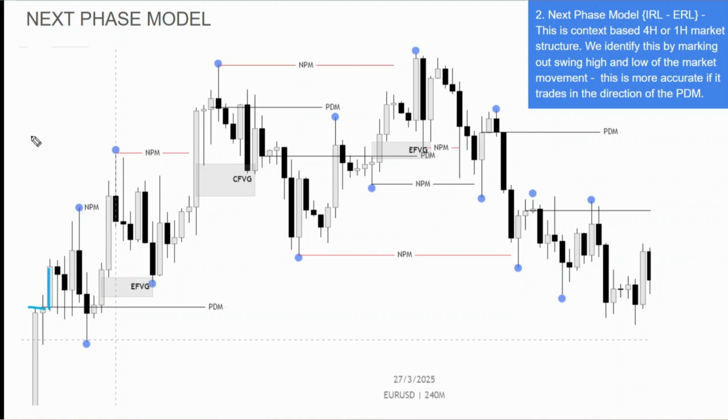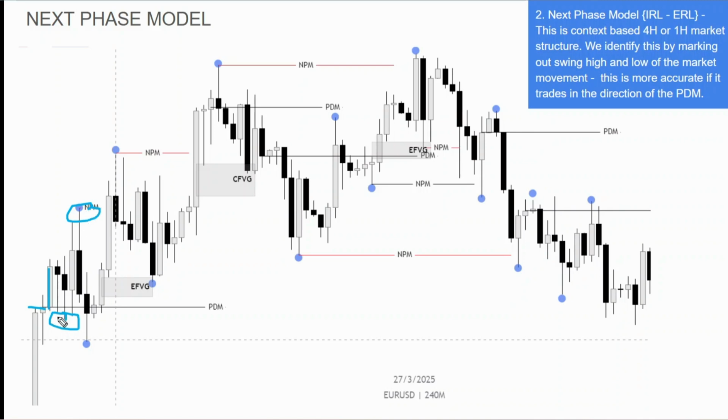So saying that we are bullish, what do we look for? We look for our next phase model. How do we look for our next phase model? We need to identify swing highs and swing lows. So once we are able to identify swing highs and swing lows, we want price to either trade into it, sweep it, or mitigate it, or respect it.